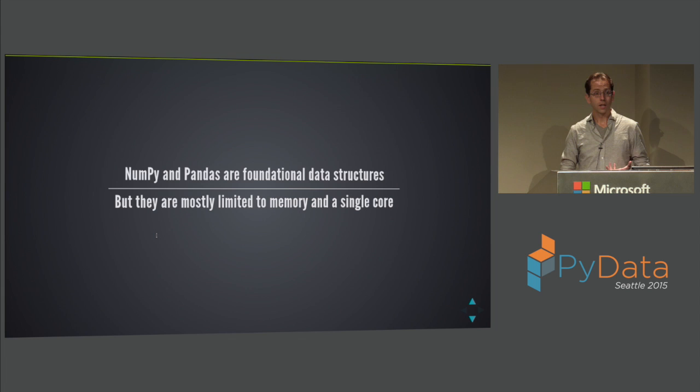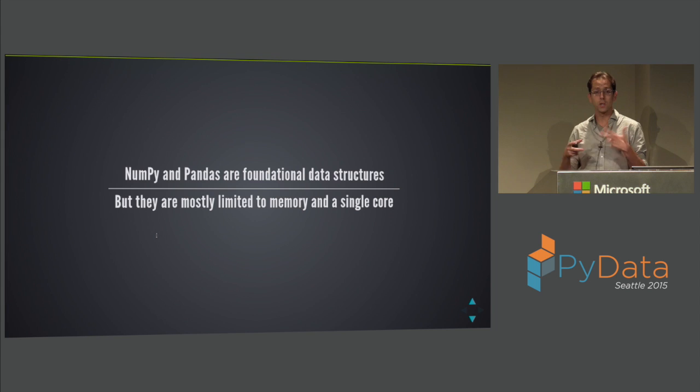However, both of these libraries have two main flaws. One, they're mostly limited to data that lives in memory. And two, they mostly use a single core. As we have data sets that grow large, as we have hard disks that become faster, we want data structures that can reach outside of memory, so use the 200 gigabytes on my hard disk rather than the 16 gigabytes of memory.